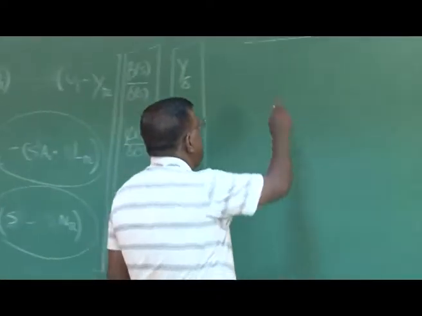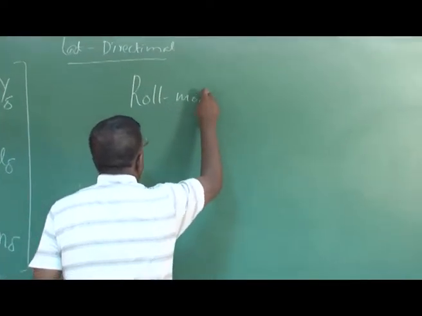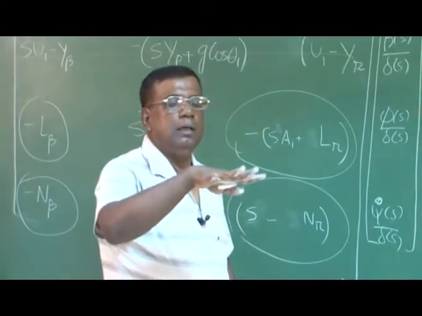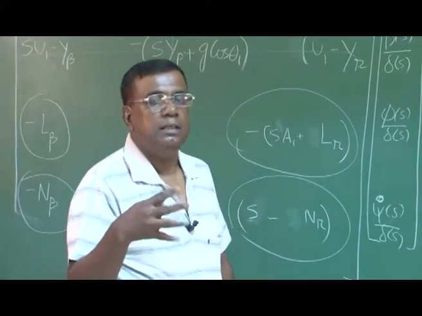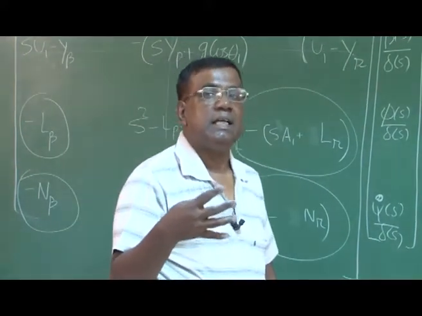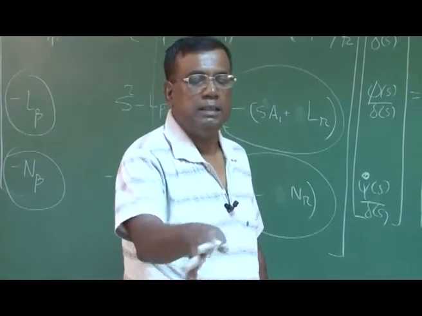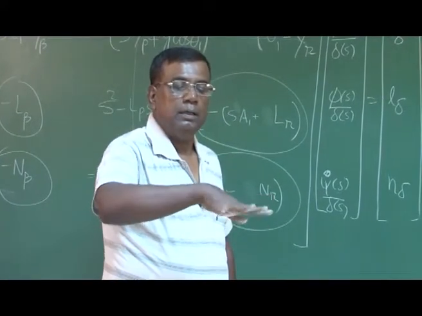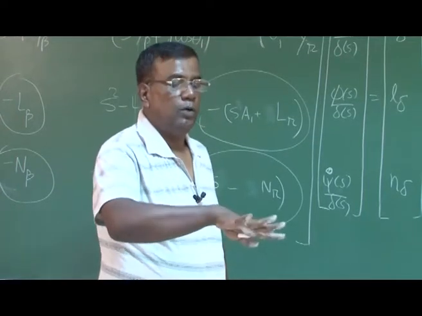Now we will talk about roll mode approximation. For the lateral directional case, we have identified there are 3 ways the airplane will get excited. One is spiral mode, and that is roll mode, and that is Dutch roll. These 3 modes. Now we are talking about roll mode.